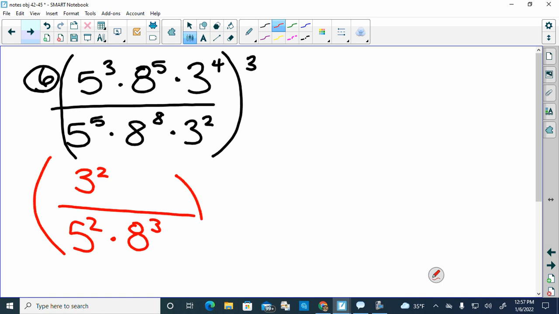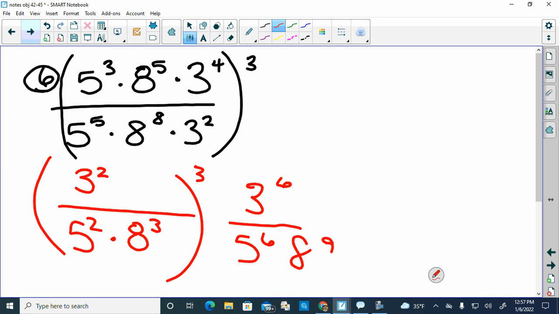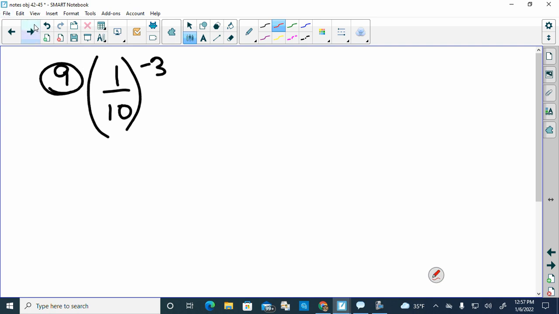Now I'm just taking those smaller numbers and multiplying it times 3, and then we're done. So that means it's going to be 3 to the 6, and this one would be 5 to the 6, and then 8 to the 9. That's a lot shorter than multiplying each and every single one of those and then having to move and subtract. Good? Okay, last one. And this one's actually easier than that one.